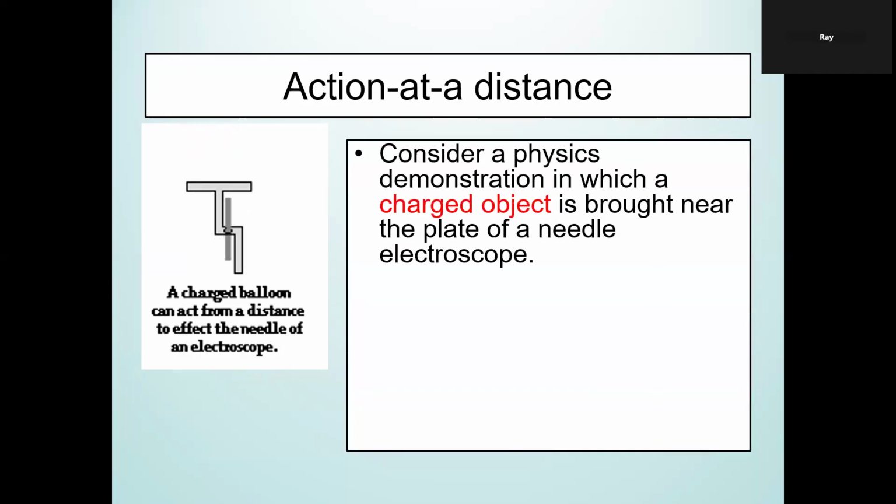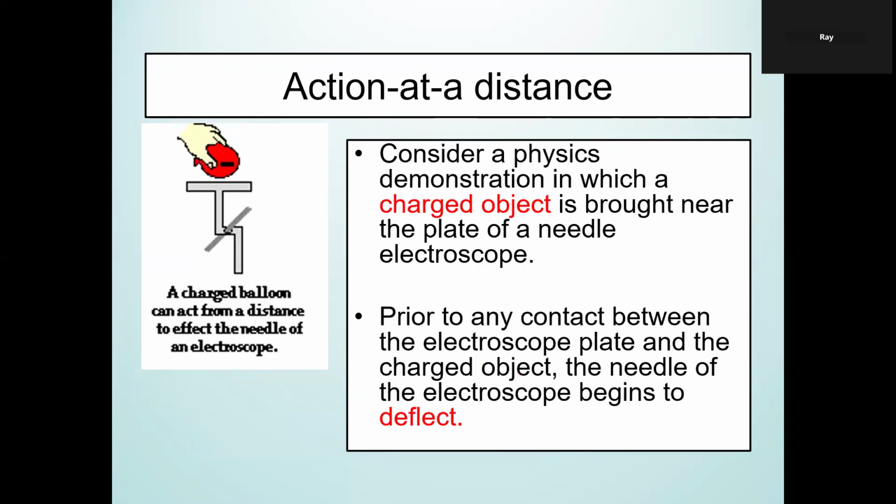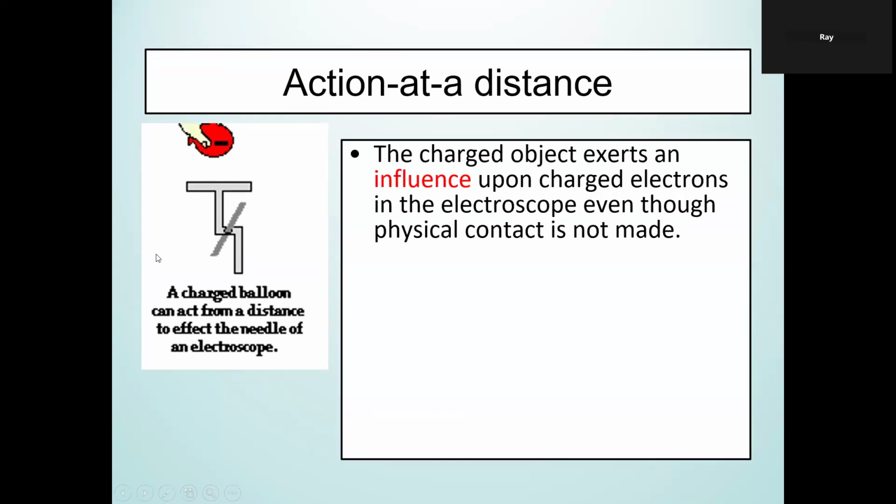Right? No contact. Consider a physics demonstration in which a charged object is brought near the plate of a needle electroscope. Prior to any contact between the electroscope plate and the charged object, the needle of the electroscope begins to deflect. Right? As it comes nearer and nearer, the deflection becomes greater and greater because the force becomes stronger and stronger. The charged object exerts an influence upon the charged electrons. Right? It's negatively charged, so it repels the electrons on the leaf and here.